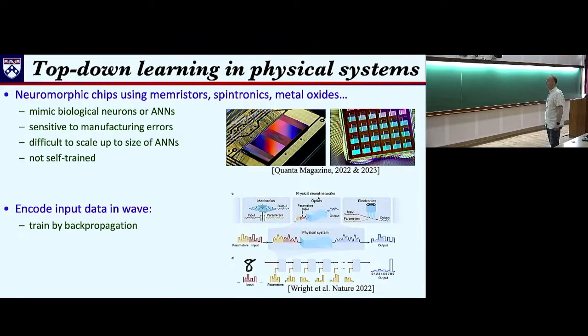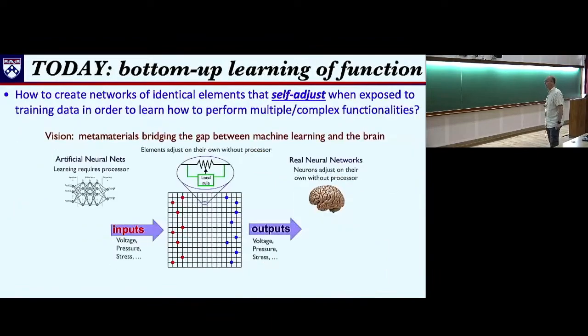Can we somehow make a system that can learn from the bottom up so we can gain some of the advantages of actual neuron networks in your brain as a learning system? Okay, so we don't have to do anything from the top down. It can all emerge collectively from the bottom up. Can we do that? So if you will, the goal is to try to make something that's closer to a real neuron network than an artificial neural network.